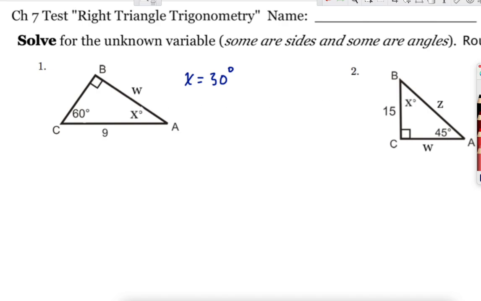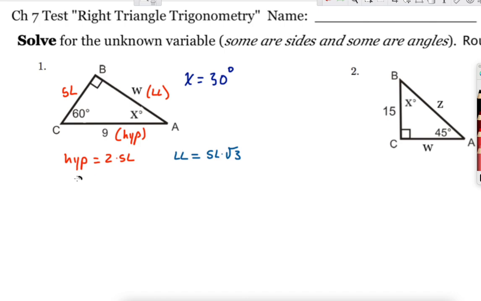So how about we label these sides here? So 9 is our hypotenuse of this triangle. Side BC right here is going to be our short leg because it's opposite the 30. And side W here is going to be the long leg. It's opposite the 60. So we know that the hypotenuse in a 30, 60, 90 is 2 times the short leg, and we know the long leg equals the short leg times root 3.